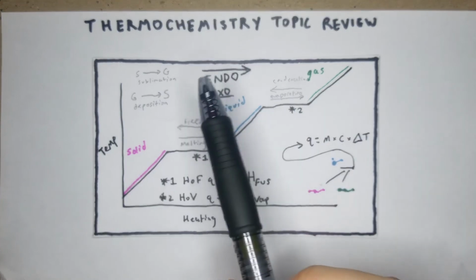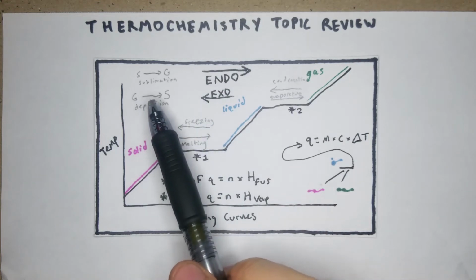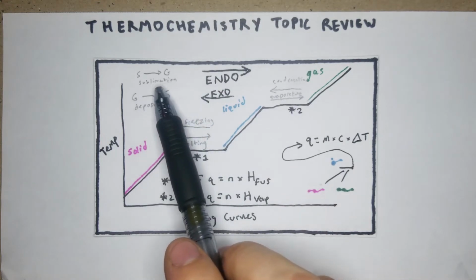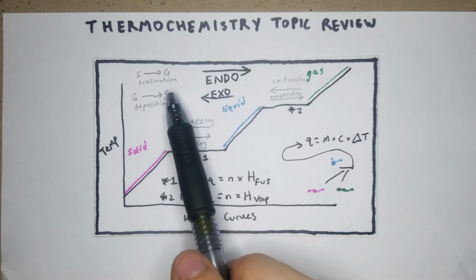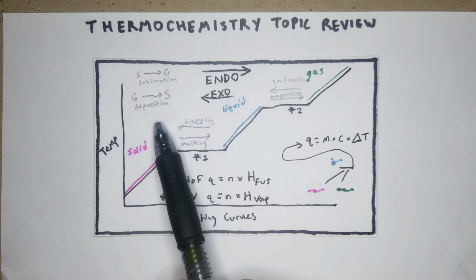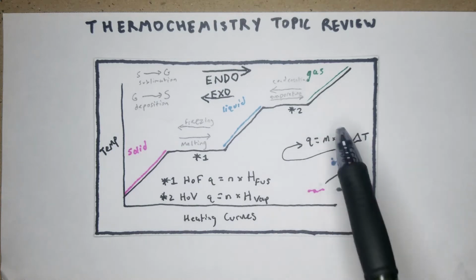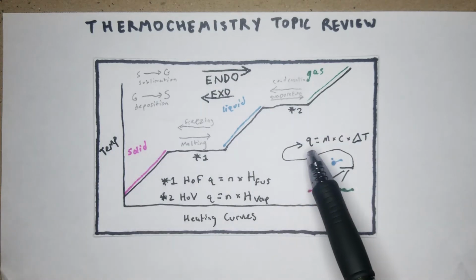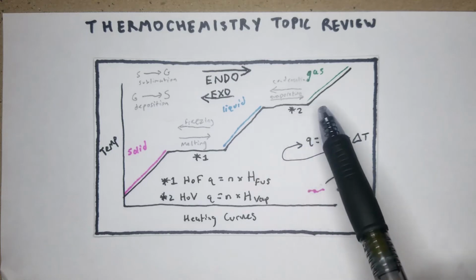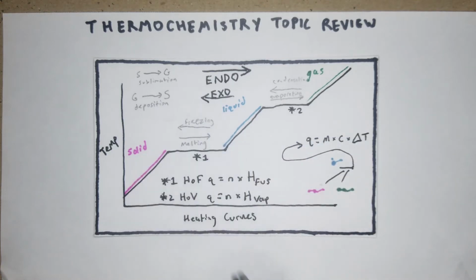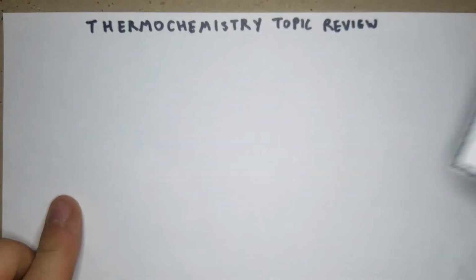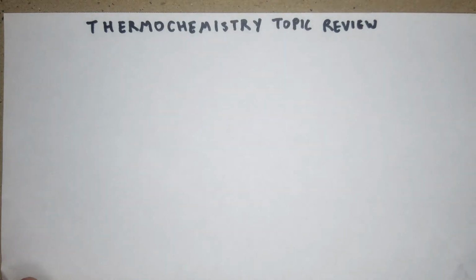The other ones are really rare that you're going to need to know, but if it's a transition from solid to gas, that's sublimation, and from gas to solid is deposition. And the most important thing here is probably the fact that when you're moving from the right to the left, it's an endothermic reaction, and when you're moving from the left to the right, it's exothermic. So that covers everything that you likely need to know about that.